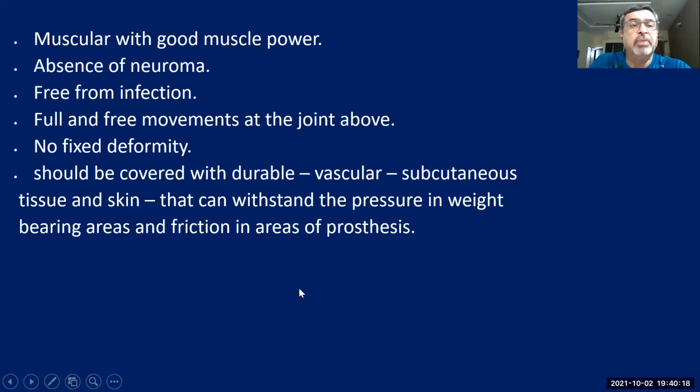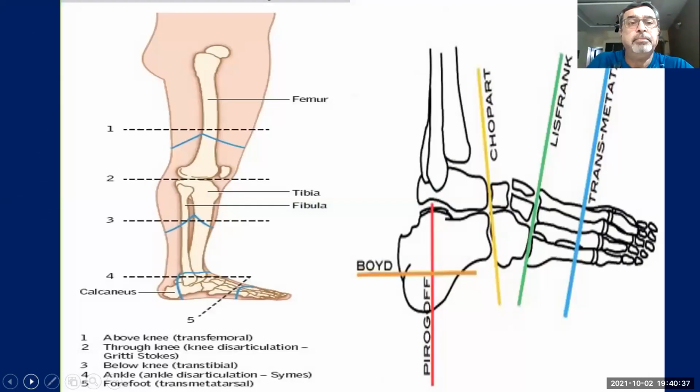Muscle with good muscle power, absence of neuroma, free from infection, full and free movements at the joint. There should not be any fixed deformity. It should be covered with durable vascular subcutaneous tissue and skin that can withstand the pressure in weight-bearing areas, avoiding friction at the area of prosthesis.